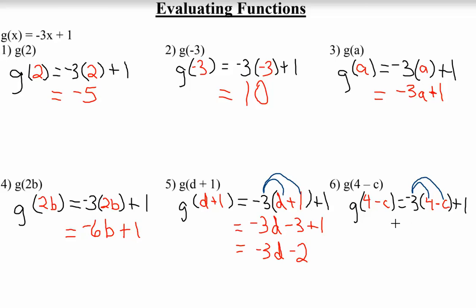So negative 3 times 4 is negative 12. Negative 3 times negative c is plus 3c. And then we still have our 1 tacked on at the end. So looking for any like terms, I see a number, negative 12, and another number 1. So that would be negative 11 plus 3c.